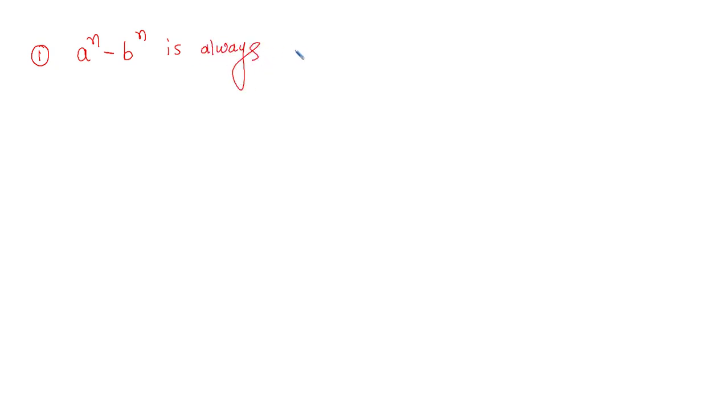A to the power n minus b to the power n is always divisible by a minus b, no matter what is the value of n. Okay everyone, a to the power n minus b to the power n is always divisible by a minus b. This is the first statement.